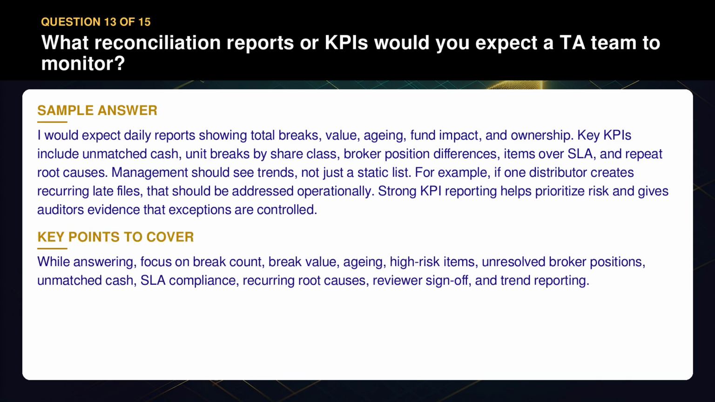Strong KPI reporting helps prioritize risk and gives auditors evidence that exceptions are controlled. While answering, focus on break count, break value, aging, high-risk items, unresolved broker positions, unmatched cash, SLA compliance, recurring root causes, reviewer sign-off, and trend reporting.